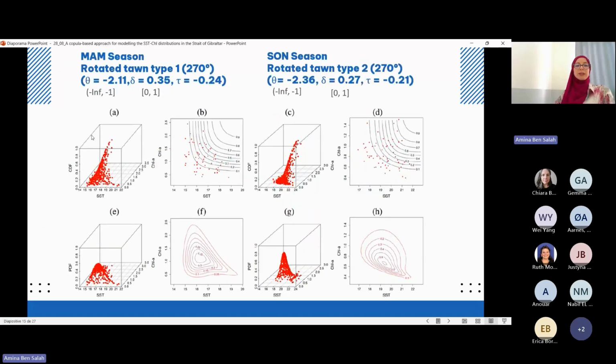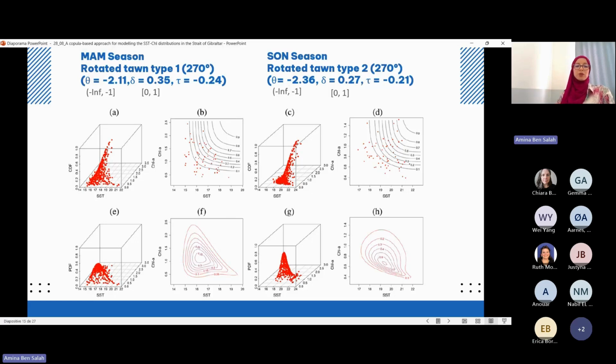Here we have the cumulative distribution functions and their contours, and the probability density functions and their contours for the MAM season in this site and for the SON season. In the MAM season, the Tawn copula type 1 had parameters theta equal to minus 2.11 and delta equal to 0.35, and the Kendall's tau is equal to minus 0.24, indicating a low negative tail dependence.